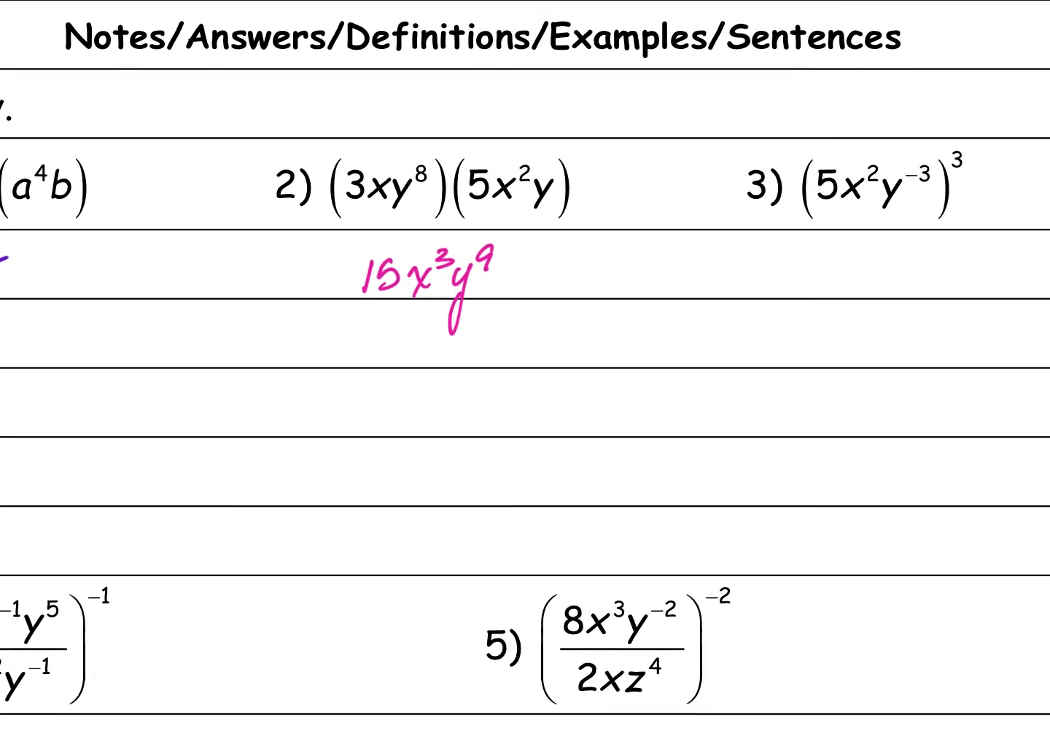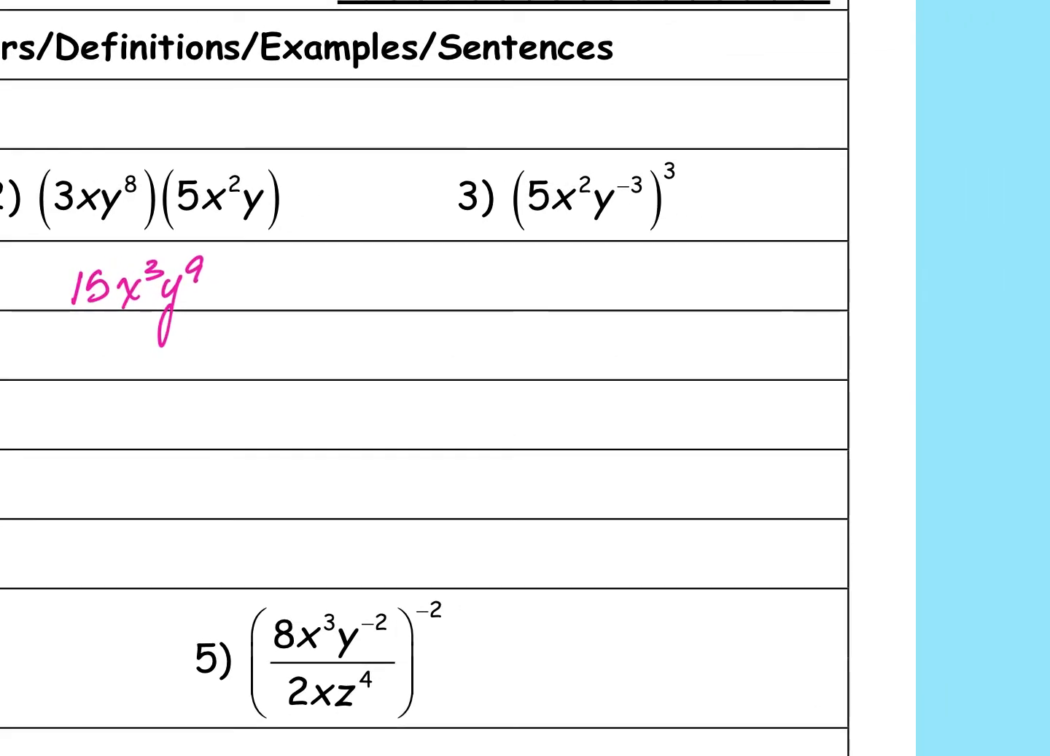And then we should get number 3, 5 to the 3rd power is 125, x to the 6th, y to the negative 9th, which is going to be 125 x to the 6th over y to the 9th. Questions? Awesome. Okay.